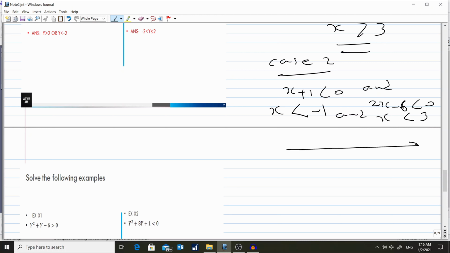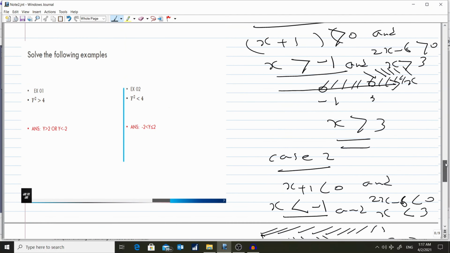So let's try to put it out here. Minus 1 should be here, 3 should be here. Here we have x less than minus 1, and x less than 3 means here. So due to that, the answer will be the common region. That means x less than minus 1.